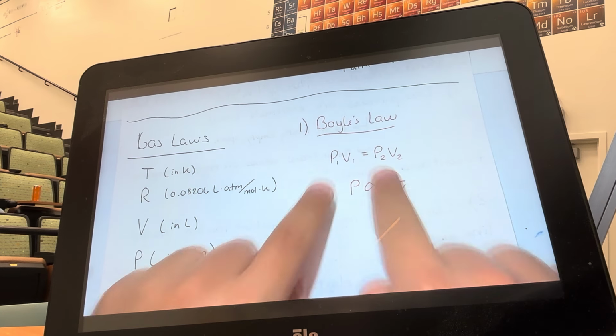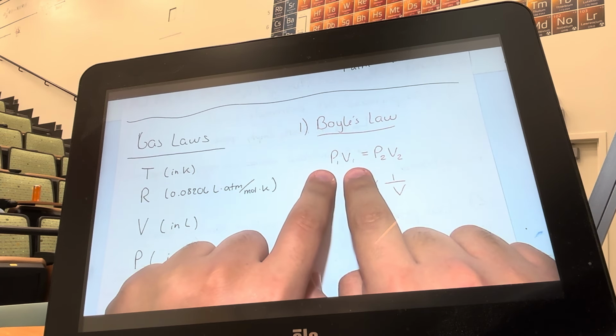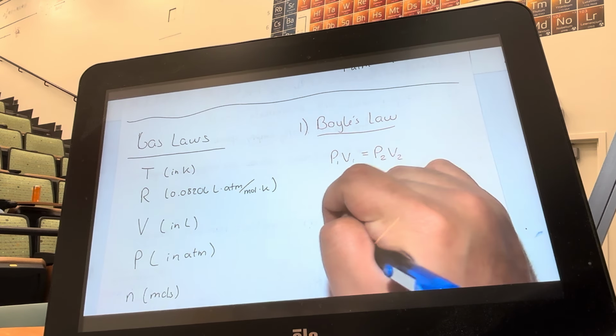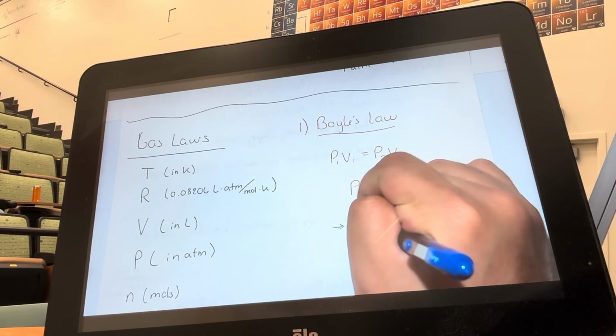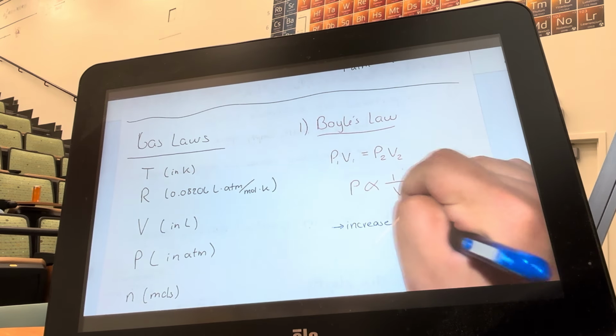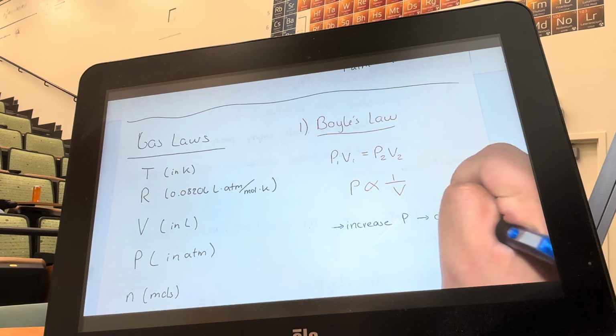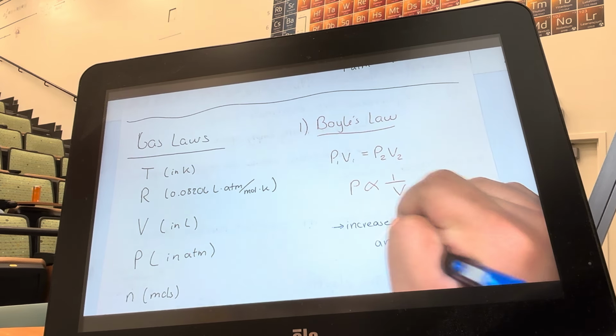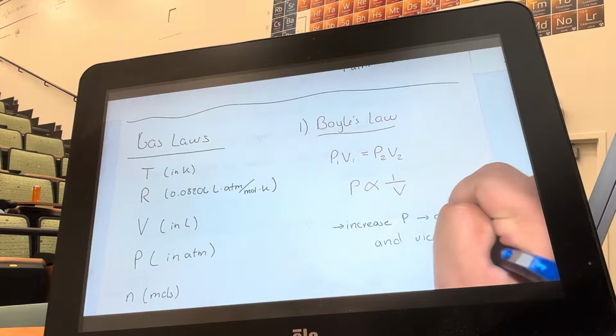Okay? And this sort of motif, where the two variables are right next to each other, will always mean that. So when we see this, what it means is if we increase pressure, we decrease volume, and vice versa.